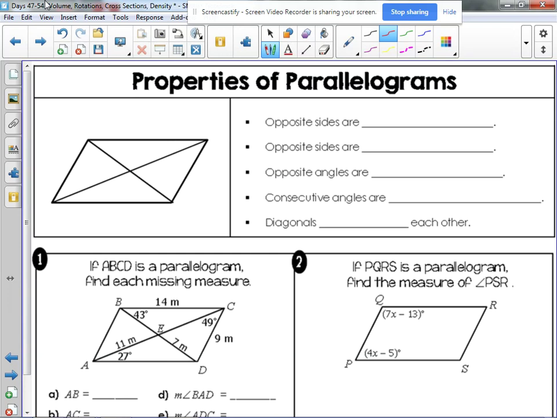So the first one is the name of a parallelogram. Opposite sides are parallel. Now, if we mark that on our picture, the symbol for parallel is we put a little arrow on the sides that are parallel to one another. So the left side and the right side are parallel to each other. So let's put one arrow there. The top side and the bottom side are also parallel. We're going to put two arrows because they're parallel to each other, but they're not parallel to the ones we just marked.